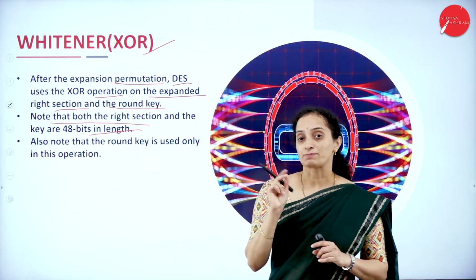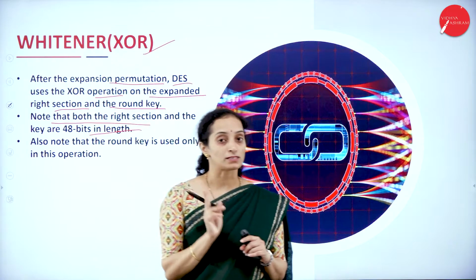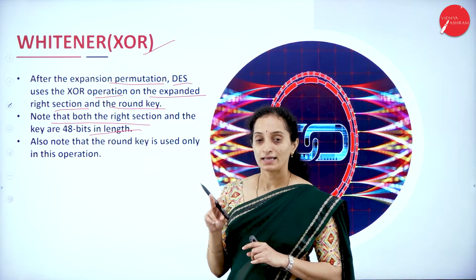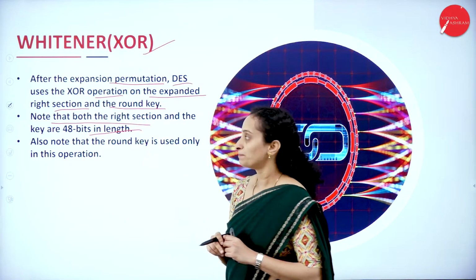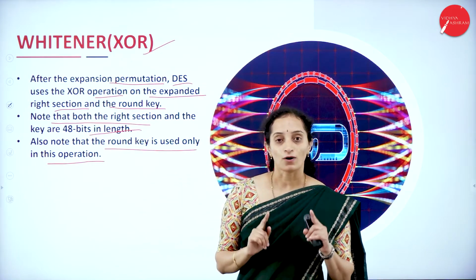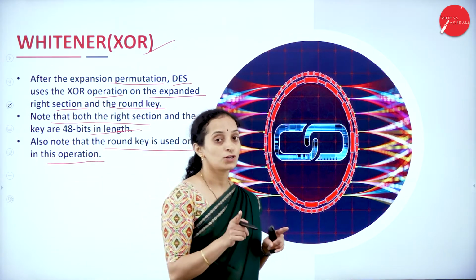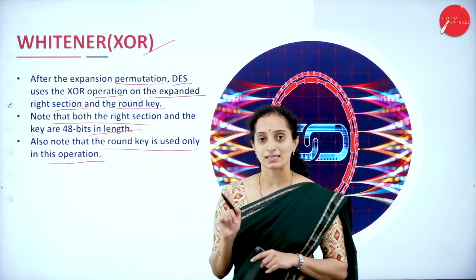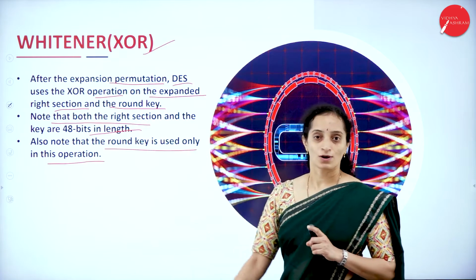Now, after expanding 32-bit to 48-bit, you can apply the XOR operation. You cannot perform XOR operation on input 32-bit and key of 48-bit. Instead of compressing the key, we are expanding the input bits. Note that round key is used only in this operation, not in expansion, not in substitution, not in straight P box. We are going to apply key only in the XOR operation, not anywhere else. In the function of the DES, key is applied only in the XOR operation.